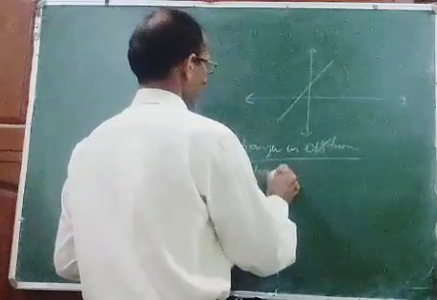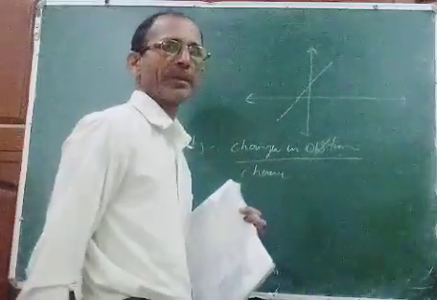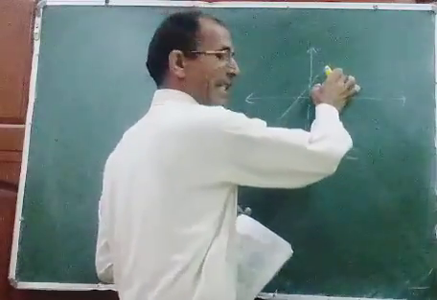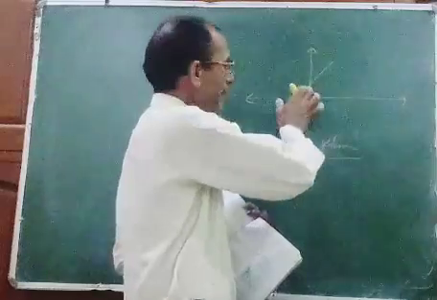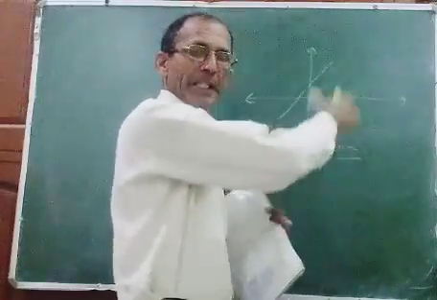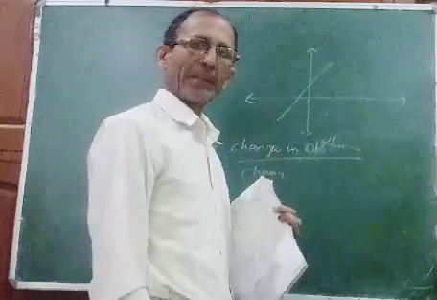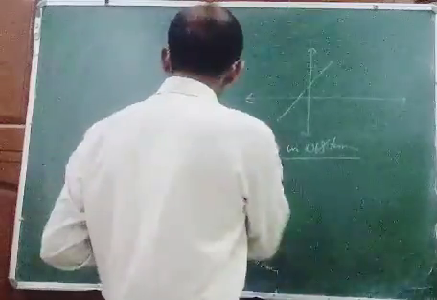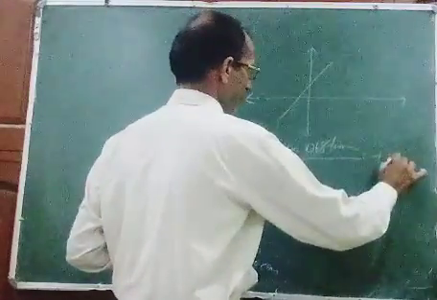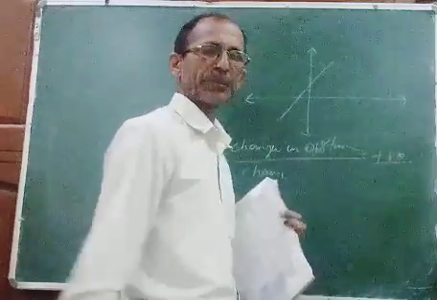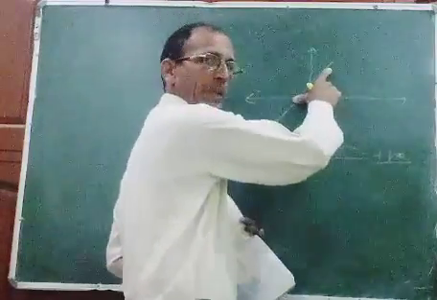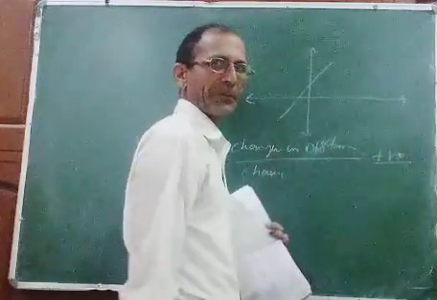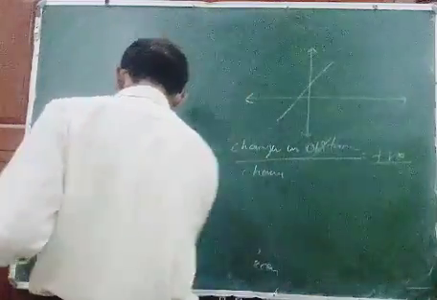Now see, this is the positive quadrant, this is also positive, positive and negative, it means x will be positive. So what will be the velocity? It will be positive. The velocity of this graph will be positive. Next question.